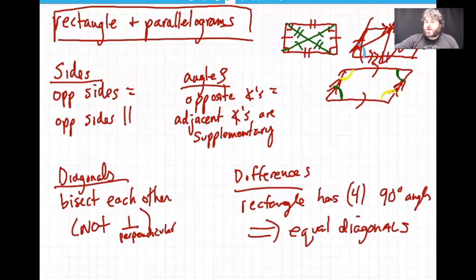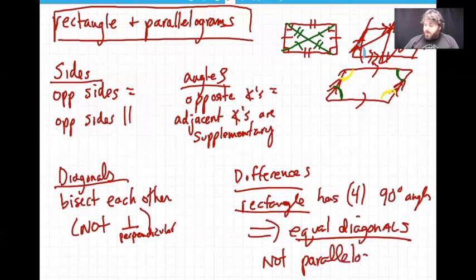So the diagonals are the same length as each other, okay? And that has to all do with the rectangle having those four 90-degree angles. So the rectangle, again, has equal diagonals, but not the parallelogram. So yeah, it's the fact that those four right angles make those diagonals equal to each other.